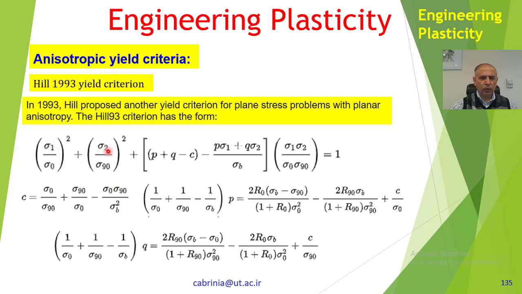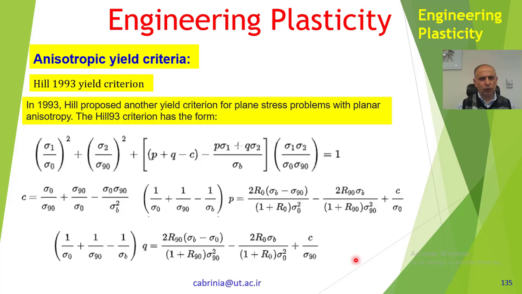So sigma 1 and sigma 2 are the stresses, and this sigma 90, sigma 0, etc. are the yield stresses in the direction of rolling and perpendicular to the direction of rolling, and this sigma b is the biaxial stress. That means that if you do a biaxial test and you get the sigma b for the biaxial test, you put it here.